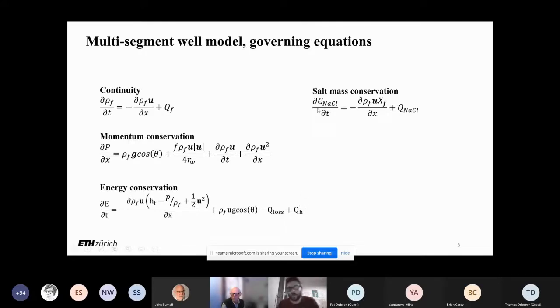Then salt mass conservation also stems from transport. This is the total concentration of salt in the segment, changing over time as a function of the transport of salt within the fluid. This is the salt mass fraction of the fluid. And there is another source term, again because there is exchange with the formation.